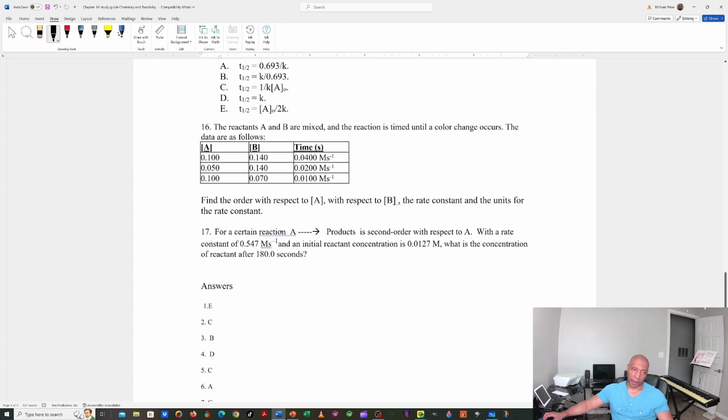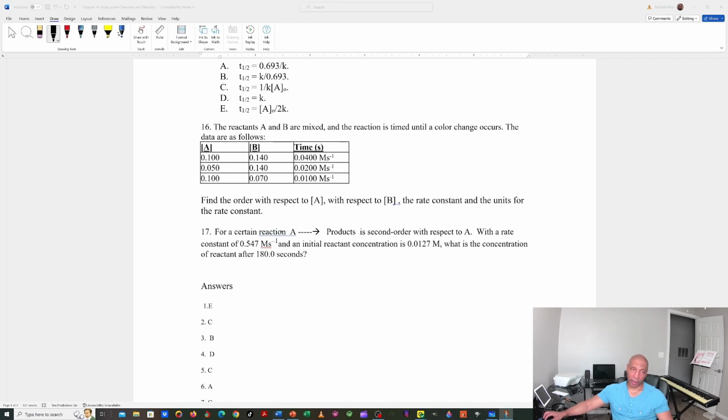All right. Now let's see. Number 16, the reactants A and B are mixed, and the reaction is timed until a color change occurs. The data are as follows. So we have initial concentrations of A and B, and we have 3 different experiments, and they mark the time. So they said find the order with respect to A, with respect to B, the rate constant, and the units for the rate constant. So let's go ahead.